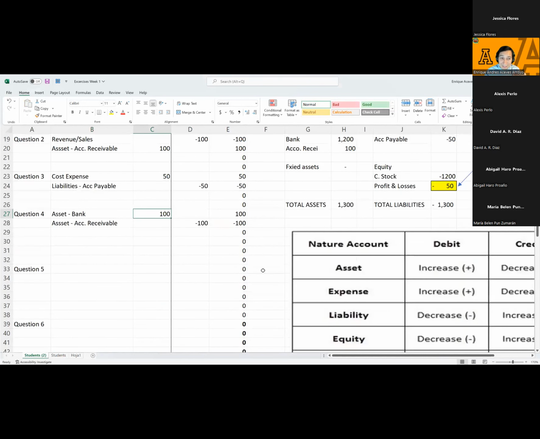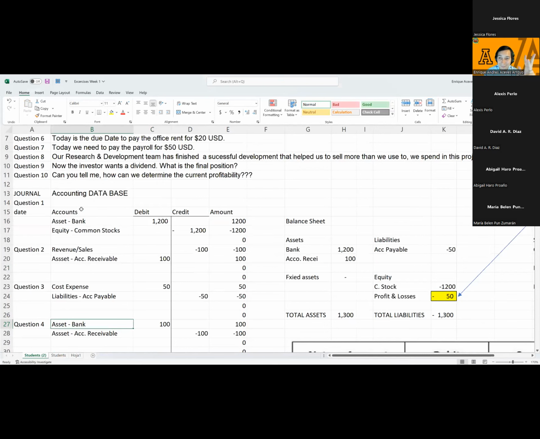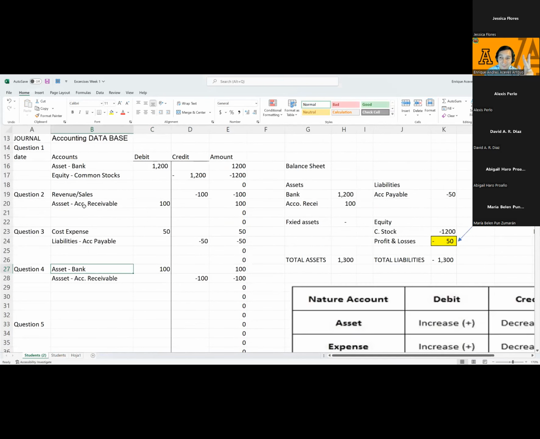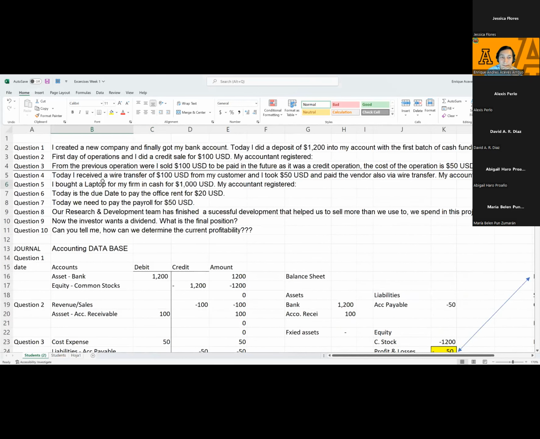But at the end, guys, as I'm typing, you only need to figure out if it's an asset, cost, liability, or equity. Okay? Don't need to learn the account names. I bought a laptop. This is the easiest one. Come on, guys. I bought a laptop for my firm in cash for $1,000. My accountant registered.